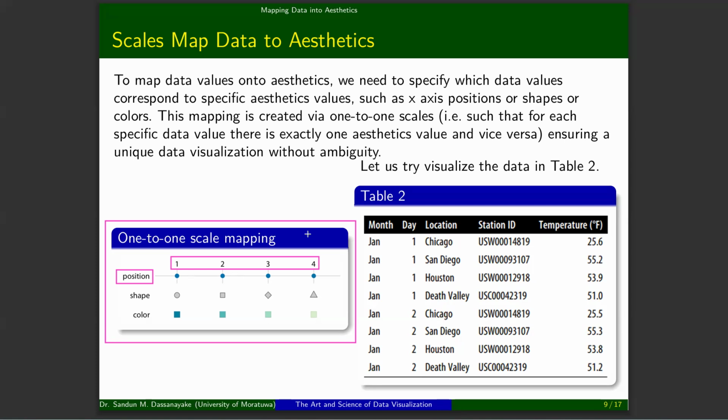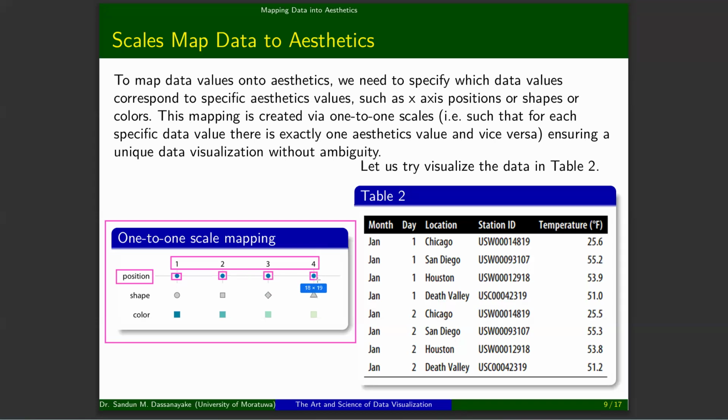Some of us are homeschooled also, so we don't know when we started learning mathematics. So we have a number line, and on the number line you have 1, 2, 3, 4. So the numbers are there, and inherently from our early age we know that if 1, 2, 3, 4 are like that, then we just keep on putting the points to indicate the position. So that's actually mapping the data to aesthetics.